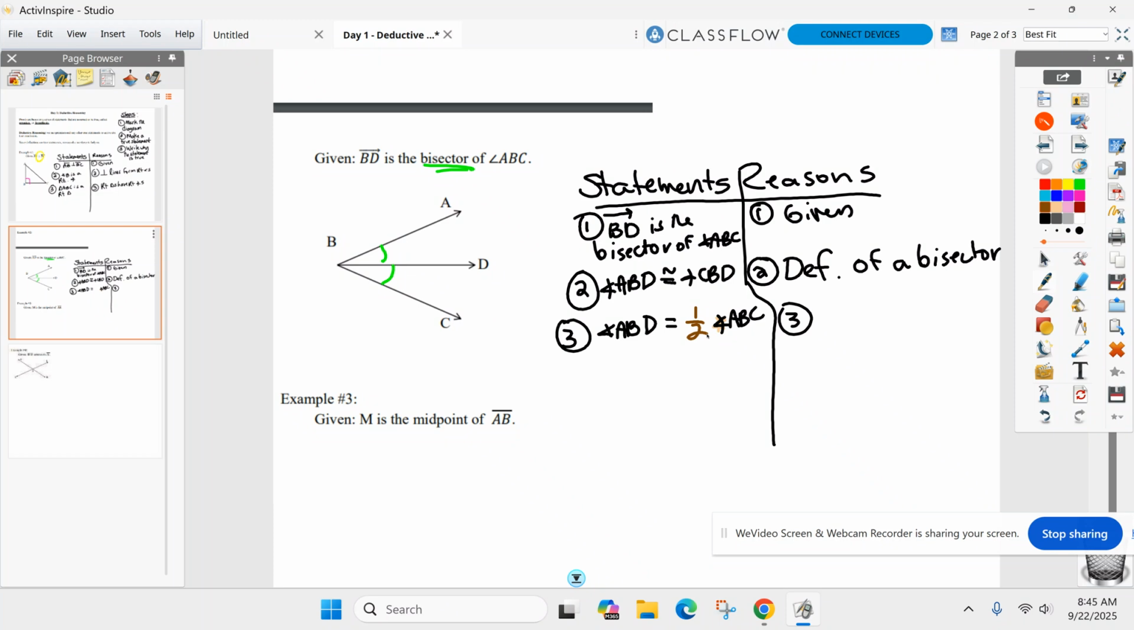Yep. And again, we could also replace ABD with the other one, DBC. How do you know it's half? What word up there told you it was half? Definition of a bisector. All right. So we're writing down as much as we can here. Questions? All right, again, tough problem if we don't know what bisector means.